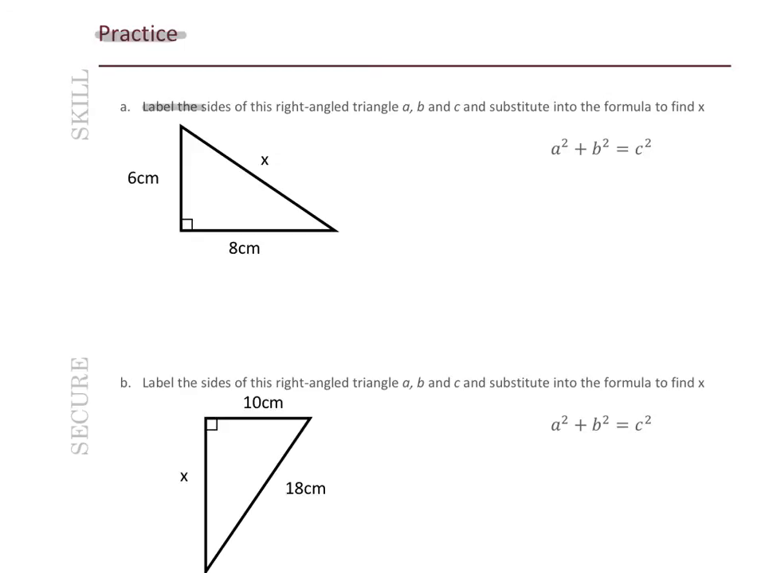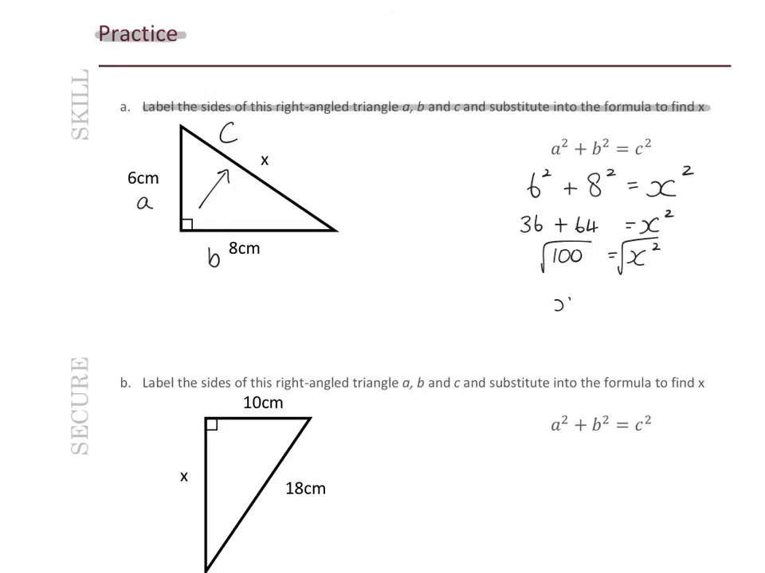So label the sides of this right angled triangle, A, B and C, and substitute into the formula to find x. So we're always starting. It takes me about 10 seconds to do my labelling, because I got that little shortcut with the C. Okay, so A squared plus B squared equals C squared. So I can work this out like so. Adding them together gives 100. And then square root, 10 centimetres makes sense because it's the longest side.